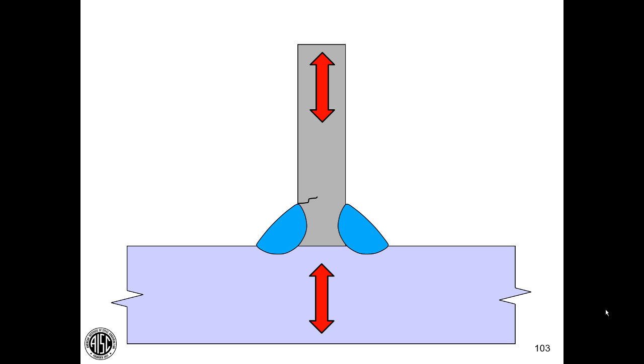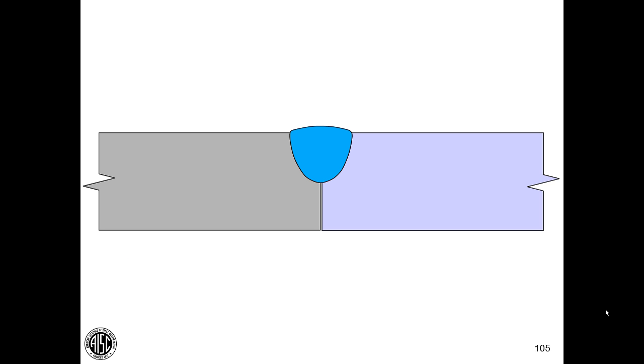When my fillet welds are smaller in size, I would expect root crack initiation. I need to watch my toes and remember my roots. Now here's a single-sided PJP groove weld in a butt joint, and the concern here would be the root.